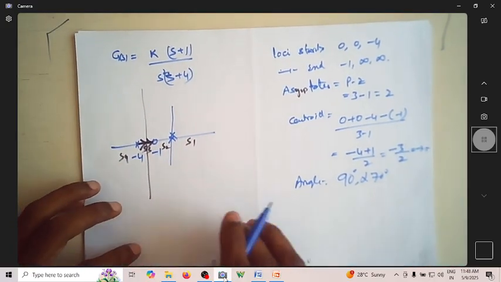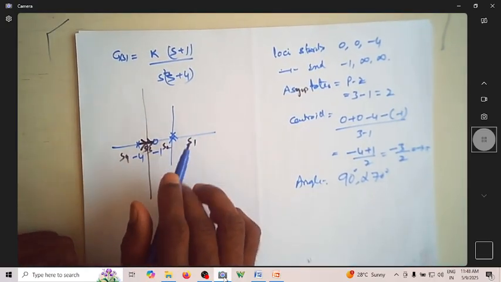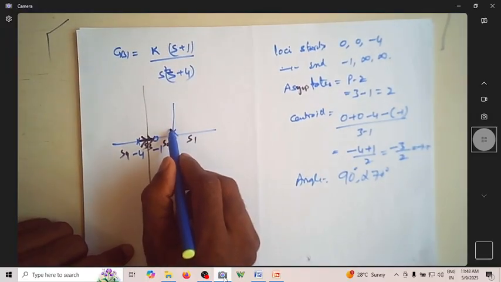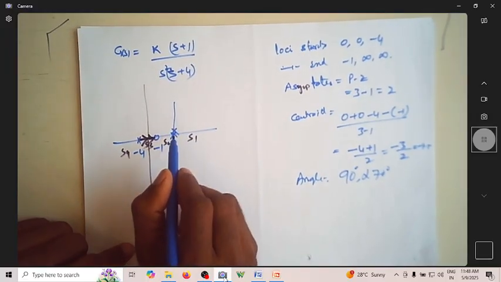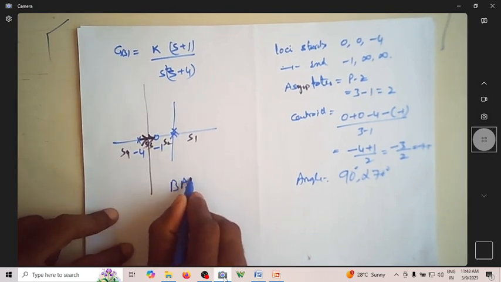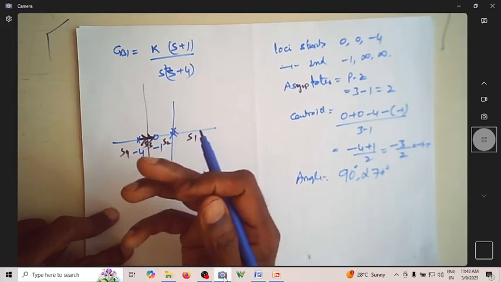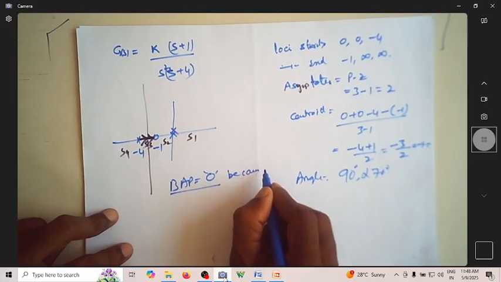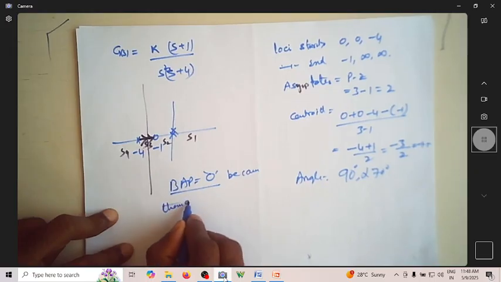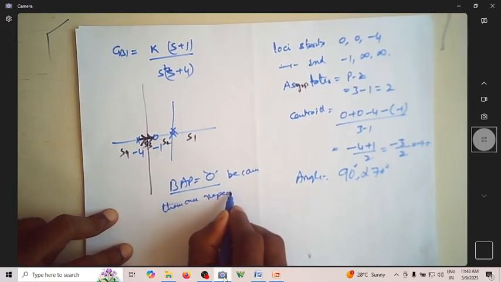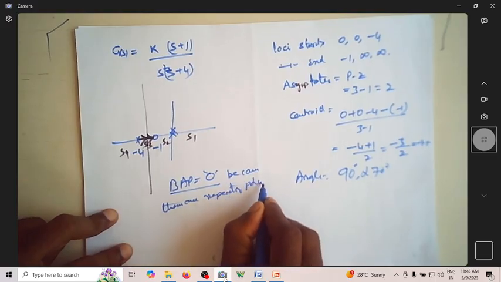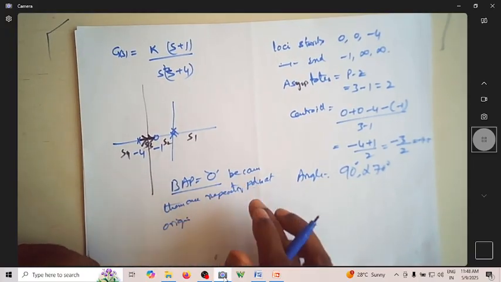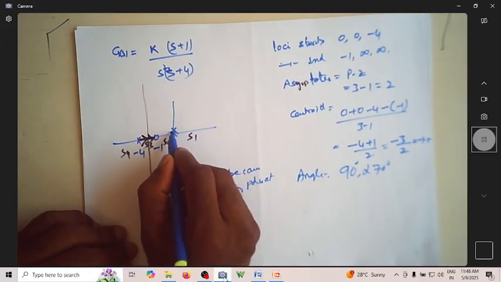And if you want to know the breakaway point, you can directly write it, because you have repeating poles at the origin, the breakaway point would be 0. So we can directly write that the breakaway point is 0 because there are repeating poles at the origin. Whenever you have repeating poles at any point, the breakaway point is that point itself. So it just breaks there itself.